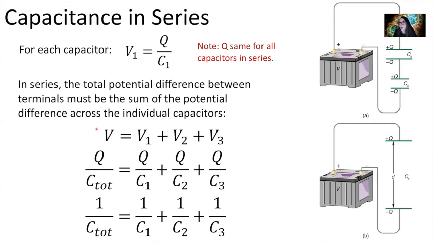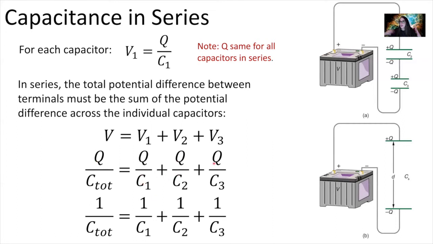In series, the potential difference between the terminals of our battery here is the sum of the potential differences across the individual capacitors. So the total potential coming from our battery has to equal the potential across my first capacitor plus the potential across the second plus the potential across the third. And you can replace V with Q over C. So the charge on our plates, which is the same for all of them, divided by the total capacitance equals, we replace V with Q over C, equals Q over C1 plus Q over C2 plus Q over C3.